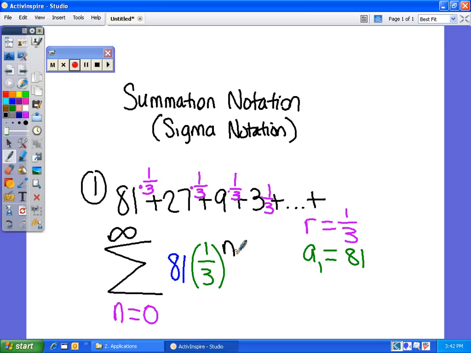So now if I wanted to test this, I can do 81 times 1/3 to the 0, and this should be equal to 81 because that's my first term. Well, anything to the 0 power is 1. So yes, my first term is 81 as it was right there. So it is all good. Do you have to test this? No. I'm just showing you why we use n equals 0.